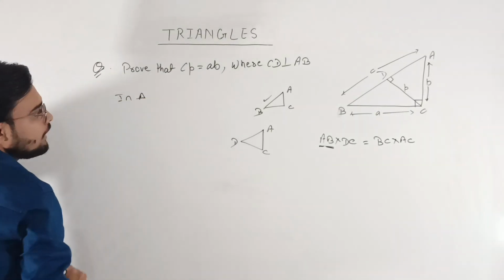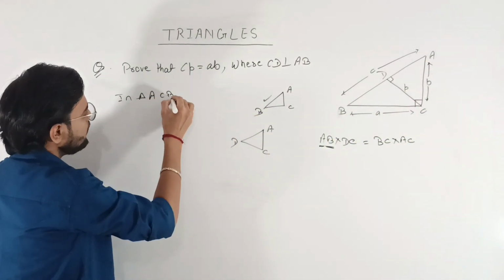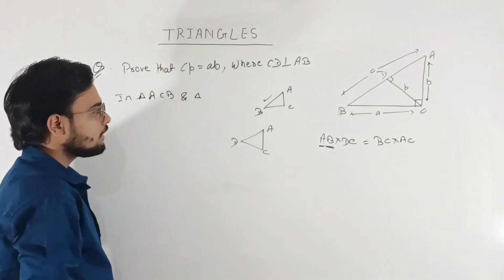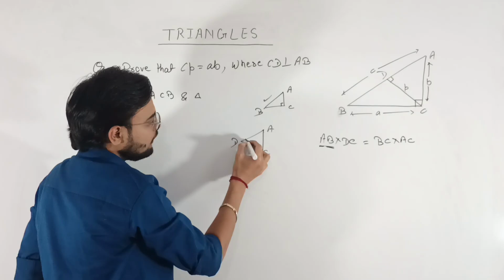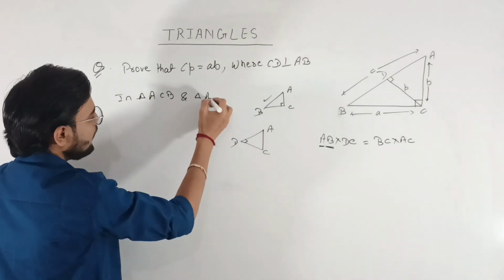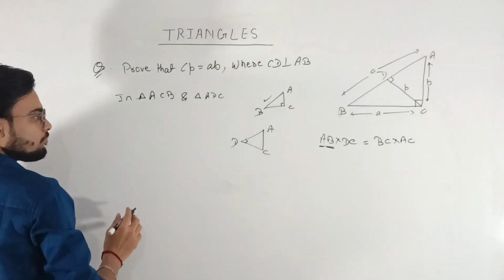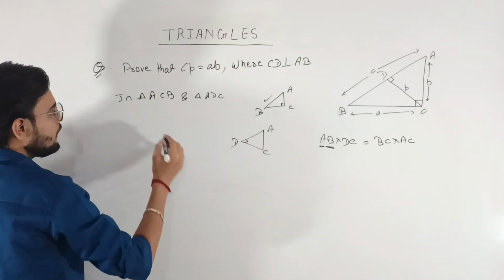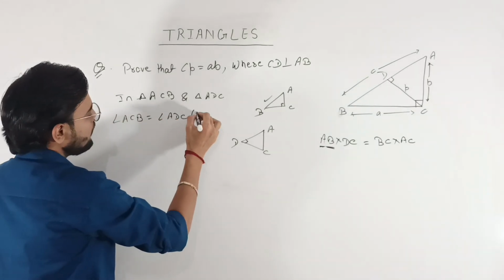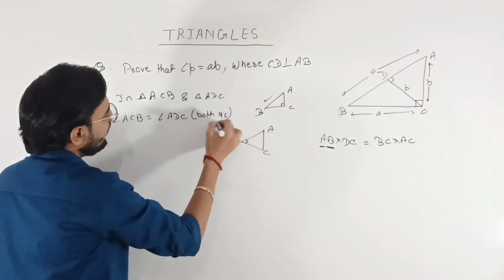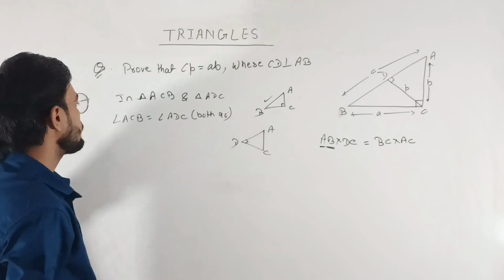So in triangle ACB and in triangle ADC, C is right angle. So in this triangle D is right angle. So I write ACB, ADC. Now look, right angle, both are 90 degrees. So angle ACB is equal to angle ADC. Reason: both 90. And angle A is common in both triangles. So angle A is common.